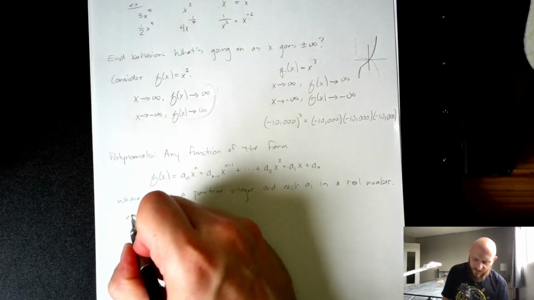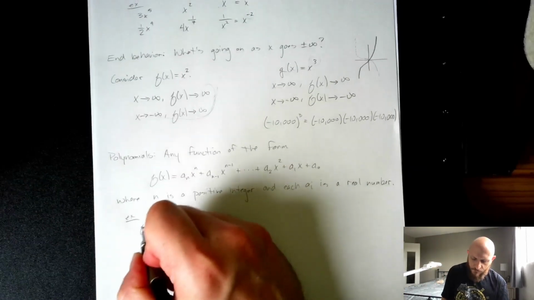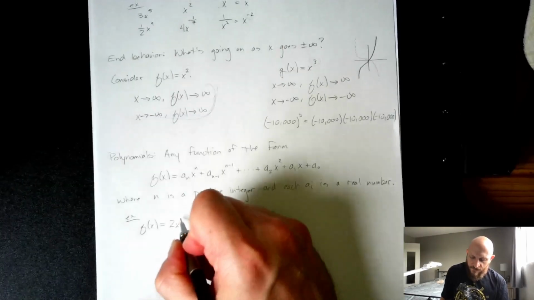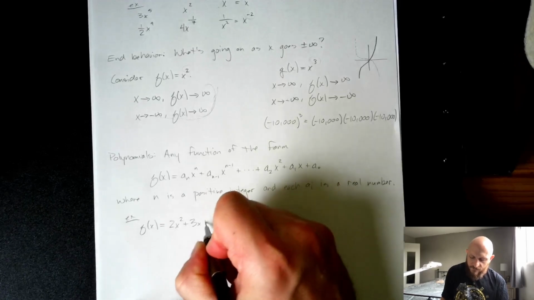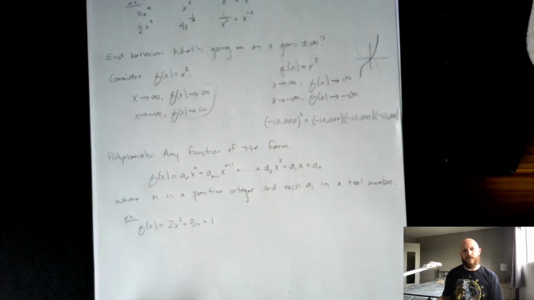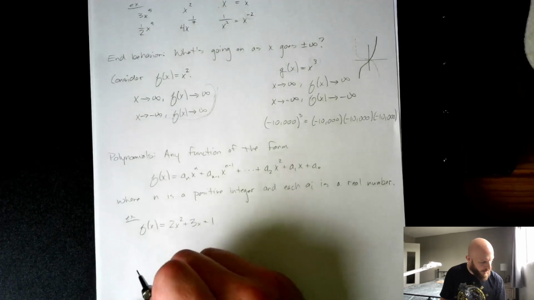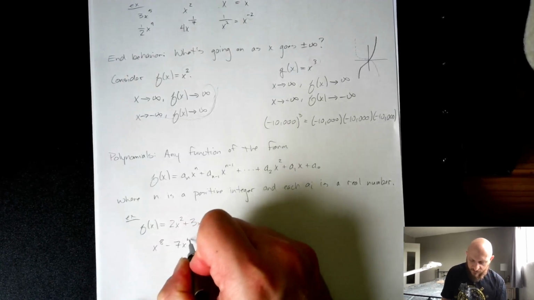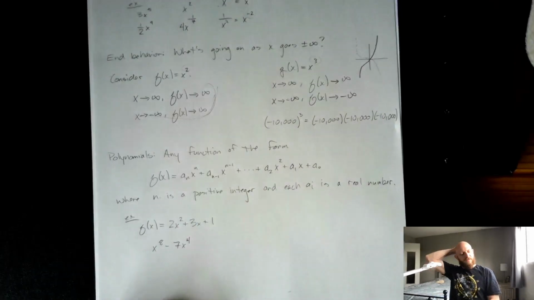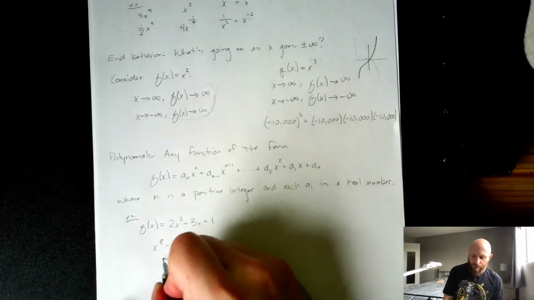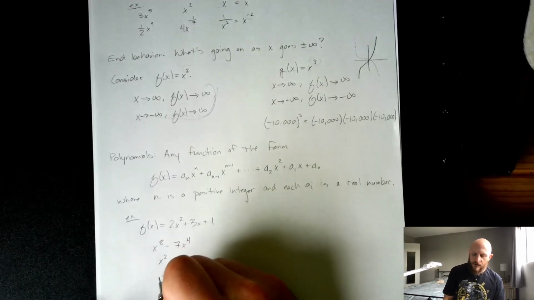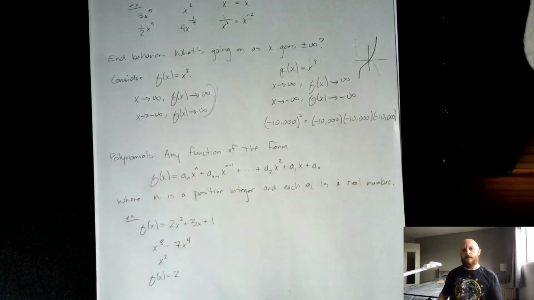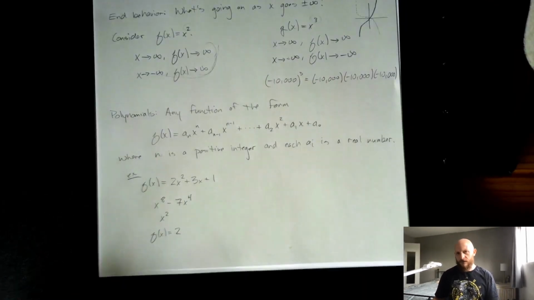Some examples, though, make it look real easy. So something like f of x equals 2x squared plus 3x plus 1. That's it. Or how about something like x to the 8th minus 7x to the 4th? Yep, that's a polynomial. Our old friend x squared is a polynomial. Constant functions like f of x equals 2, those are also polynomials.